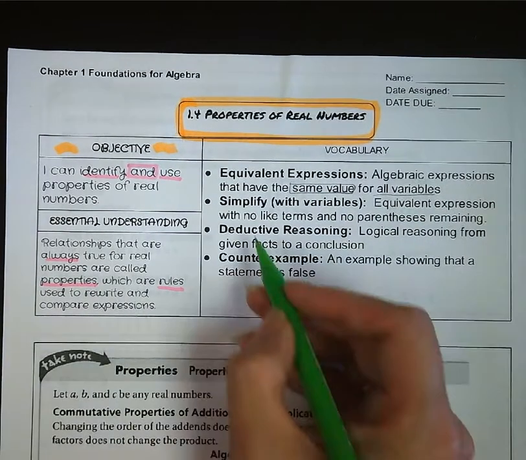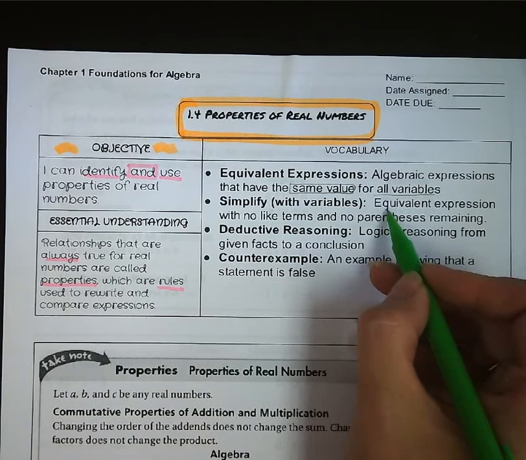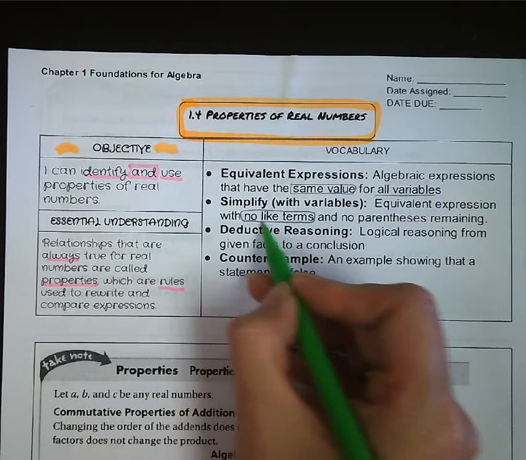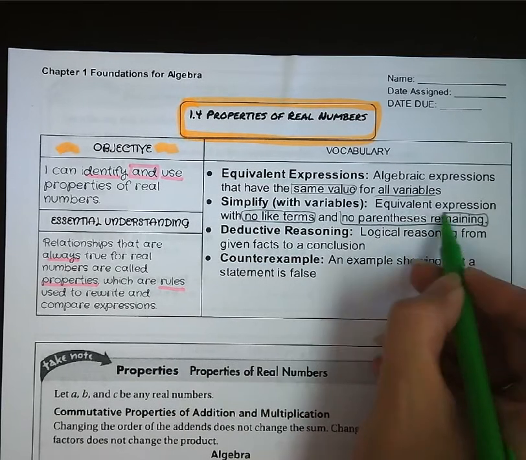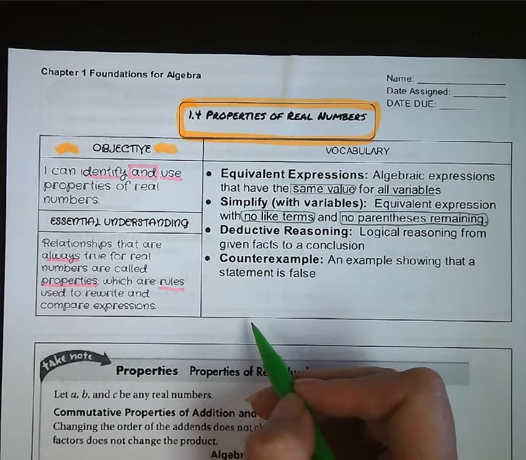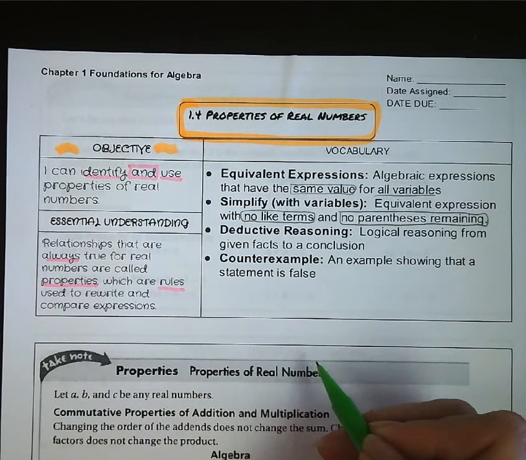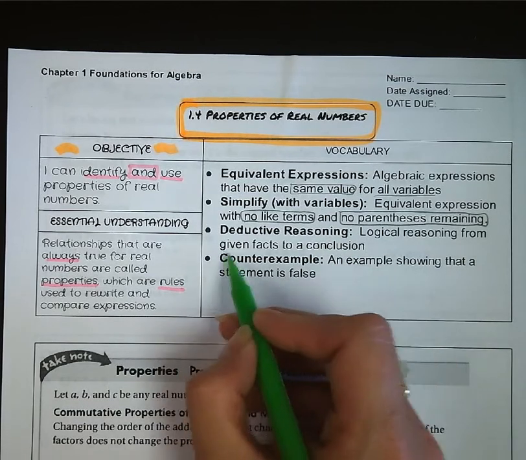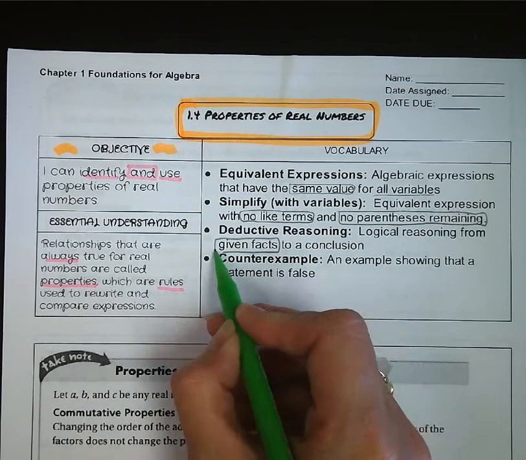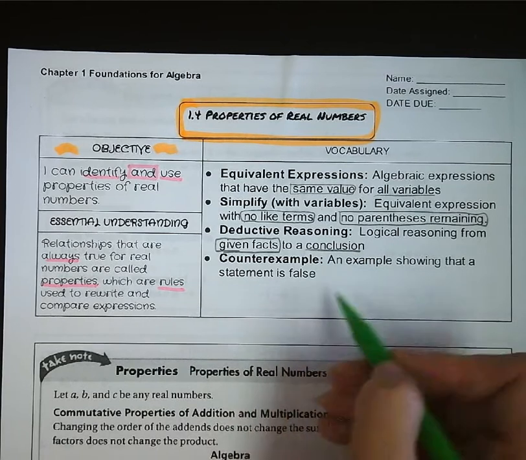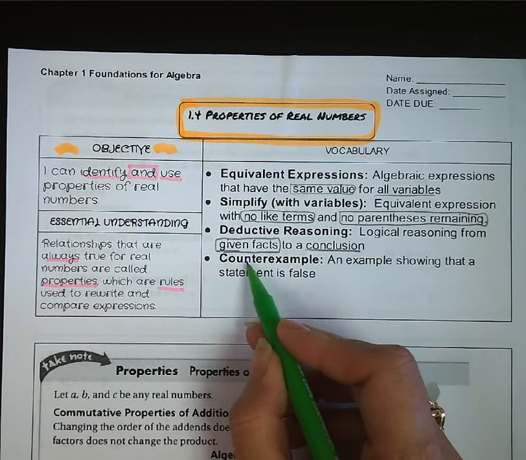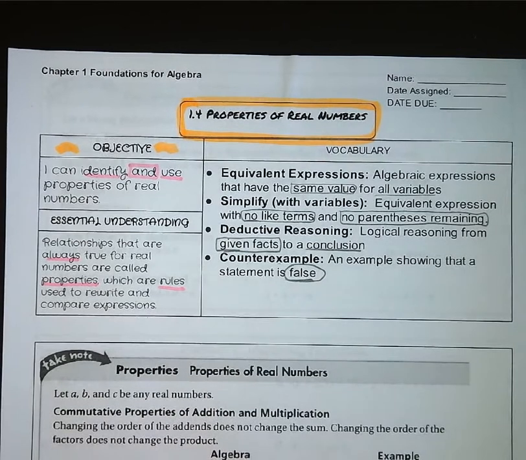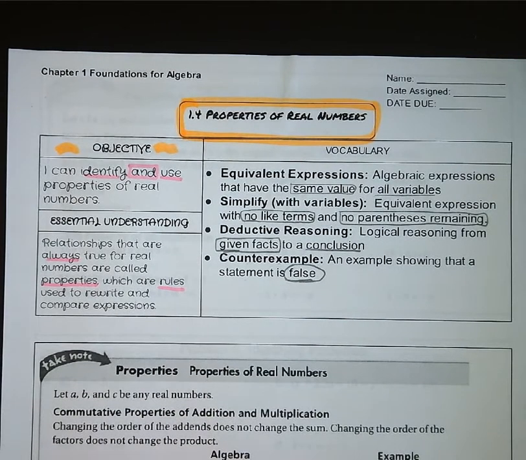Simplify with variables means we are going to find the equivalent expression with no like terms and no parentheses remaining. So we are going to combine like terms and that'll be it. Deductive reasoning is logical reasoning from given facts to a conclusion. So you are using the information you have to draw a conclusion. And a counterexample is an example showing that a statement is false. So it's evidence that something is false.